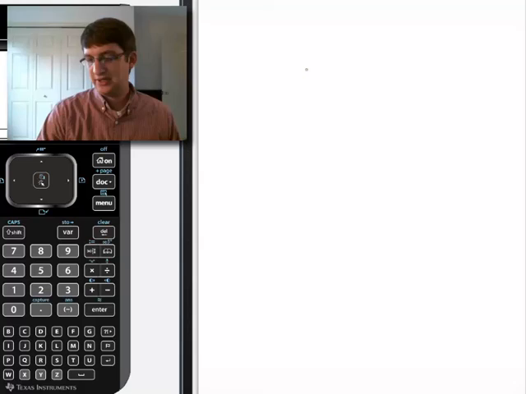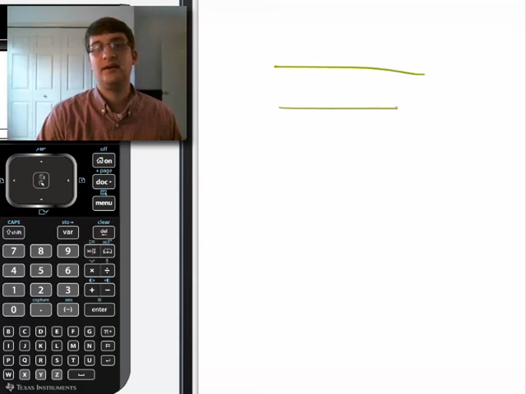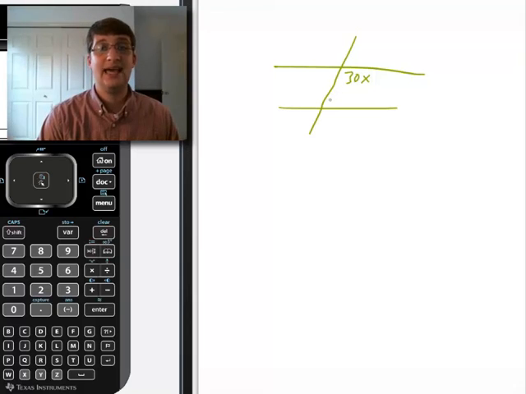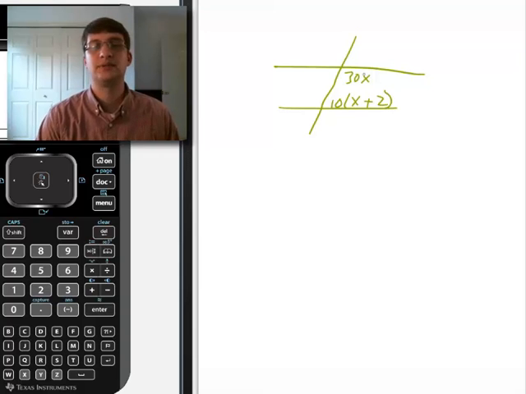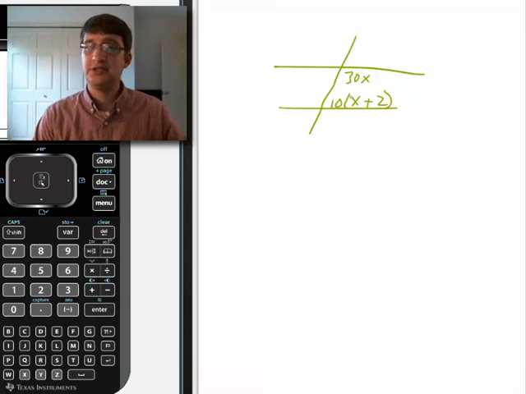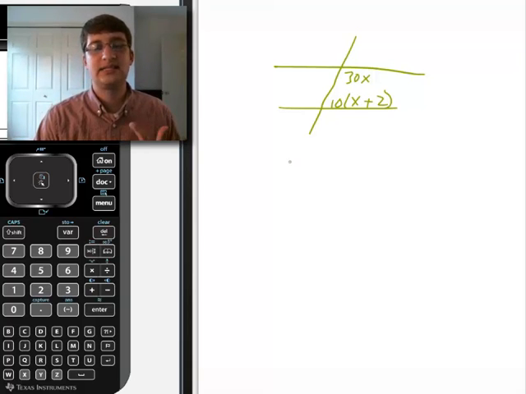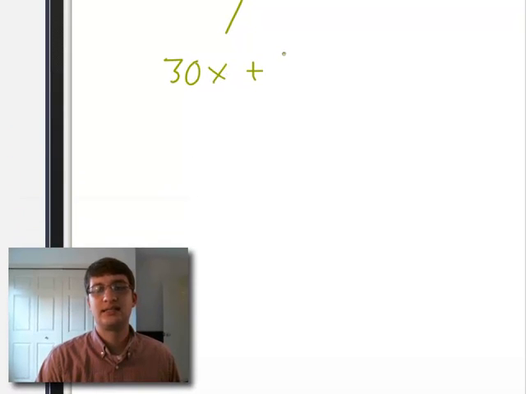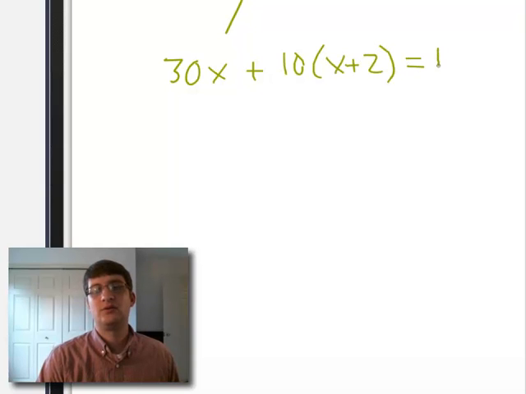The next one I want to show you is another transversal problem, but this time a same side interior problem. So I got 30x up here, and down here I got 10 times the quantity x plus 2. It's going to say, solve for x. Now you have to understand that same side interiors don't equal each other, but they do add up to 180. So I'm going to set up an equation where this angle plus this angle equals 180. I'm going to say 30x plus 10 times the quantity x plus 2 equals 180.